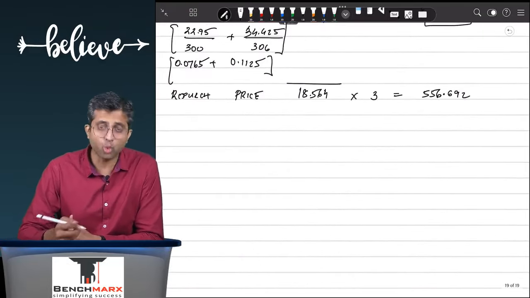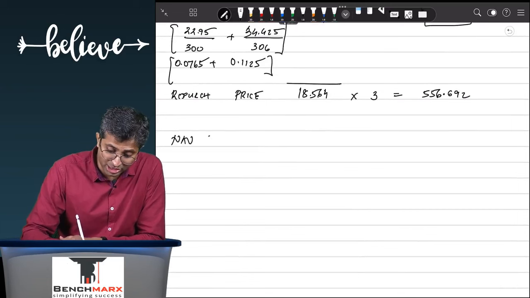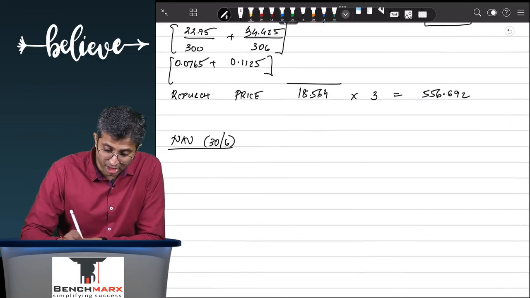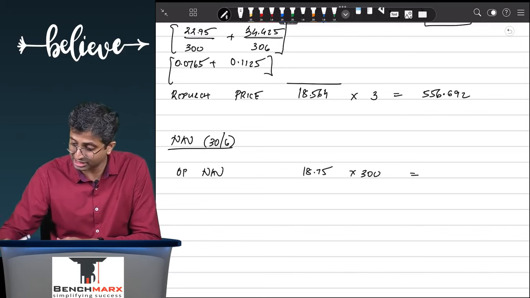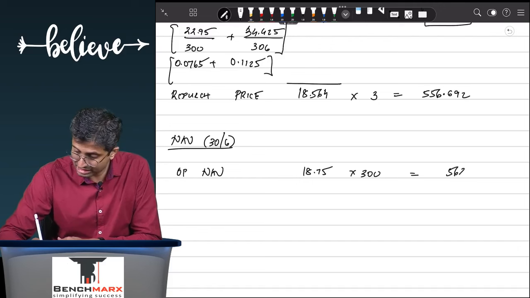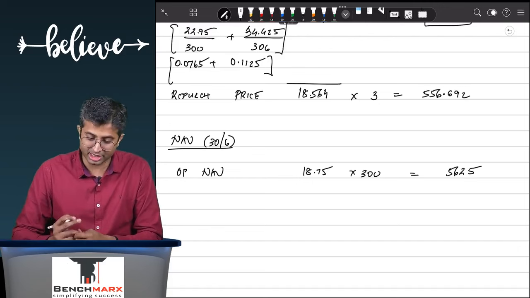Now the question says you want to calculate the NAV as on 30th June, for which let us say you started with the opening NAV on a per unit basis. This was 18.75 and you had 300 units, which means on a totality basis you had net assets worth 5625. These were the total net assets that you are worth.